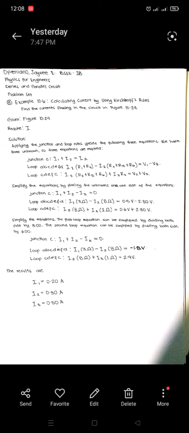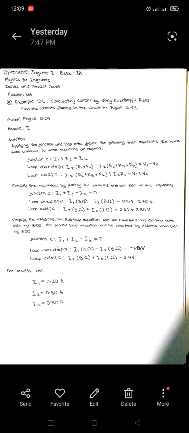Simplify the equations by placing the unknowns on one side of the equation. So junction C: I1 plus I2 minus I3 is equal to 0. Loop ABCDEFA: I1 times 3 ohms minus I2 times 8 ohms is equal to 0.5 volts minus 2.30 volts. And loop CDEFC: I2 times 8 ohms plus I3 times 1 ohm is equal to 0.6 volts plus 2.30 volts.